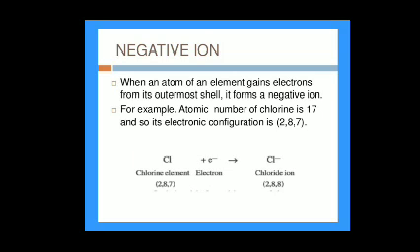When an atom of an element gains an electron in its outermost shell, it forms a negative ion. The negative ion is called an anion. The electronic configuration of chlorine is 1s2, 2s2, 2p6, 3s2, 3p5. Its electronic configuration is 2, 8, 7.